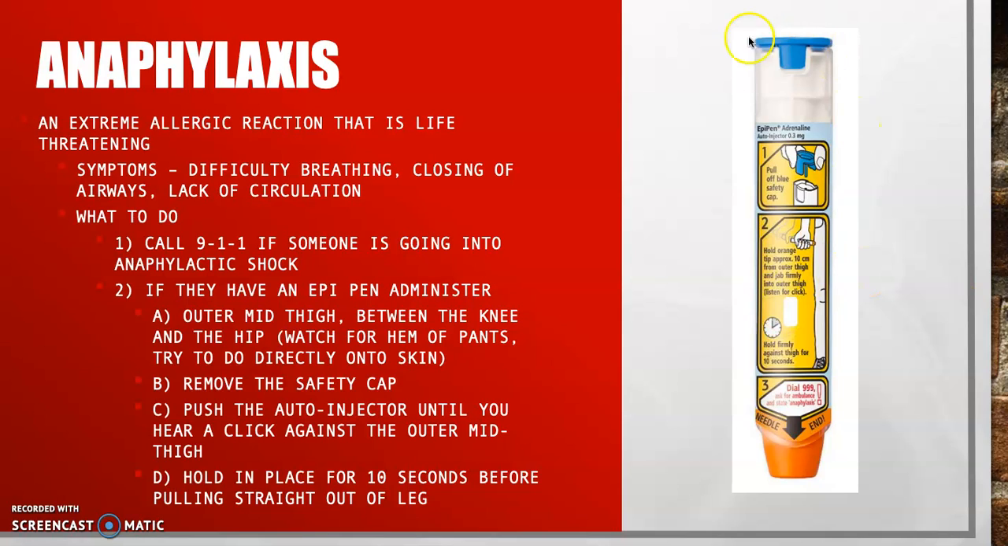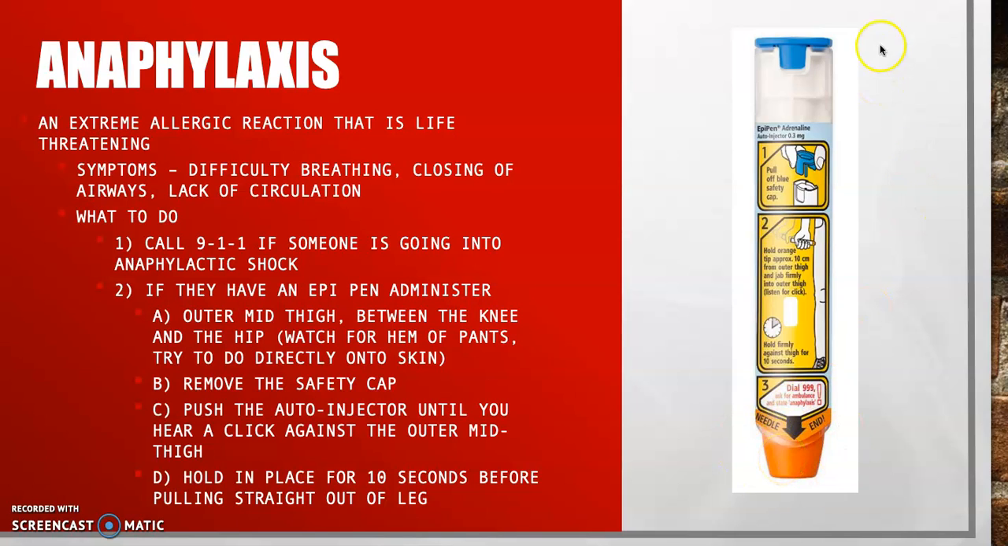So this is an example over here of what an EpiPen could look like. What you're going to do for the first step is locate the outer mid-thigh between the knee and the hip, and you're going to watch for the hem of pants, and it's best to try and do this directly onto the skin. There's a needle at the end of this EpiPen, and that's going to inject epinephrine into the person. So it's even better to make sure that you're directly putting the needle onto the skin so all of the epinephrine is going into the body.